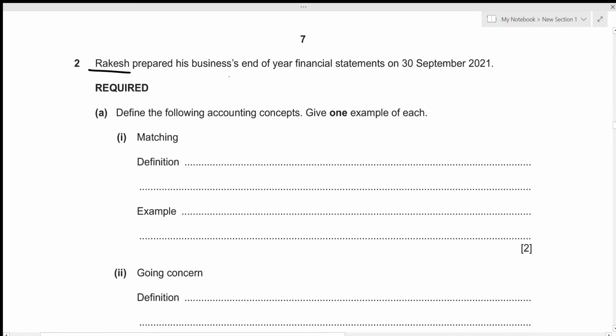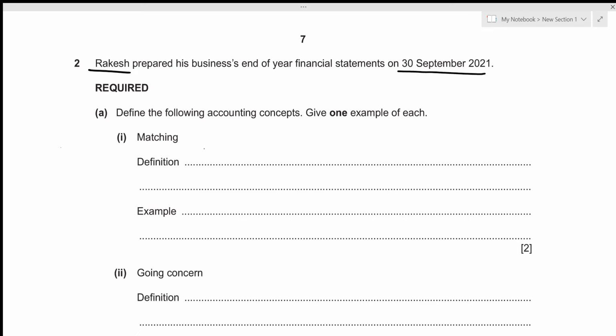Rakesh prepared his business's end-of-year financial statements on 30 September 2021. So this is his closing date. Now, for the first part of this question, we need to define the following accounting concepts and also give one example of each. The very first accounting concept is matching, and we know that the matching concept states that the costs and revenues for the financial period are matched irrespective of actual receipts and payments.